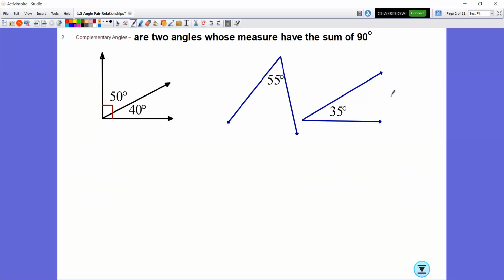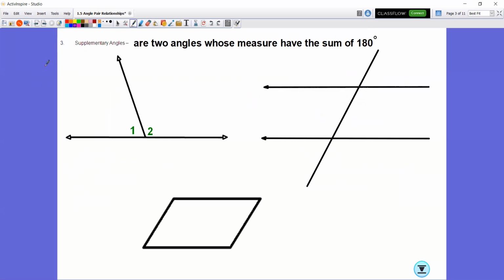Are we okay if I go to the next slide? All right, next vocab word is supplementary. They are two angles whose measures have a sum of 180 degrees. Here I have two adjacent angles. Let's say one is 70 degrees and angle 2 is 110 degrees. They are supplementary because together they make 180.